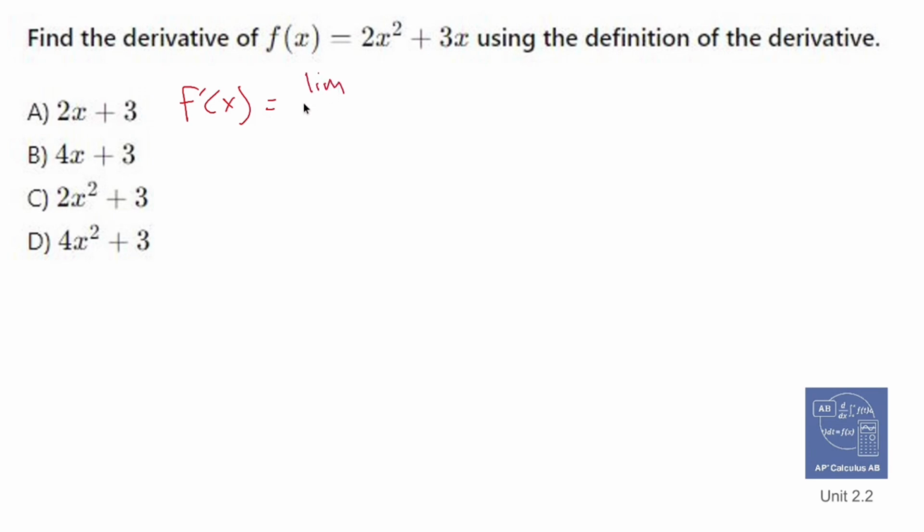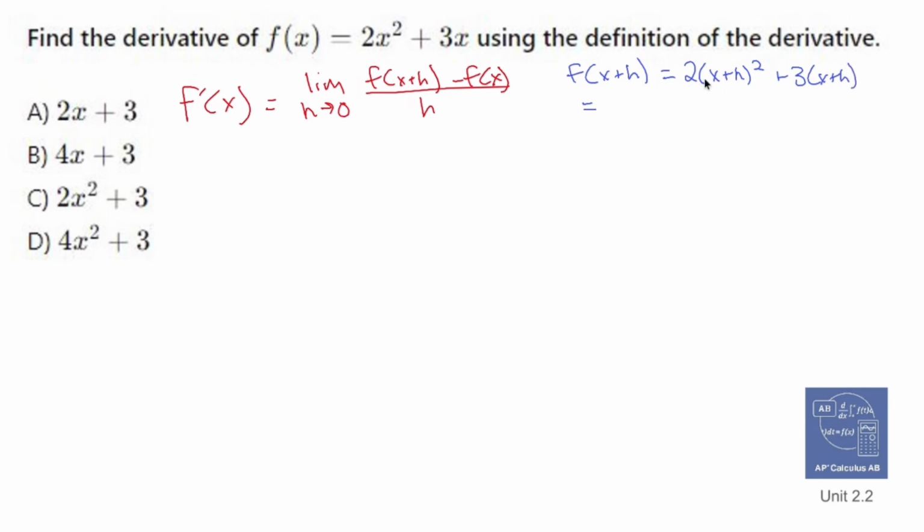The limit as h approaches 0 of f of x plus h, like that, minus f of x over h. So what we need to do is find out what f of x plus h is, right? We have f of x, plug stuff in, hope things disappear, and wish for the best. F of x plus h means I'm going to take f of x and replace every x with x plus h. So you become 2 times parentheses x plus h, close it, square it, plus 3 times x plus h.